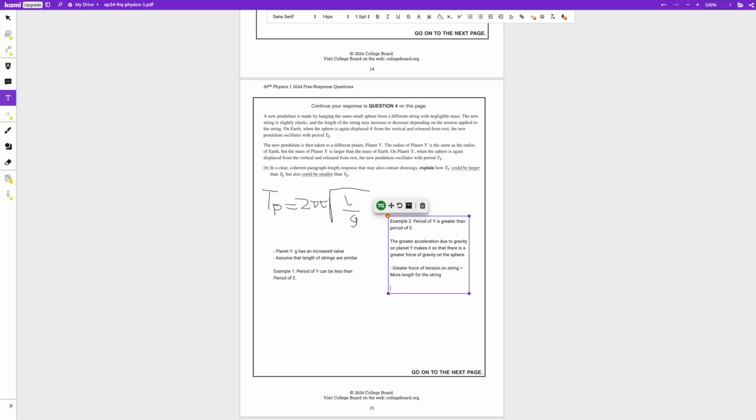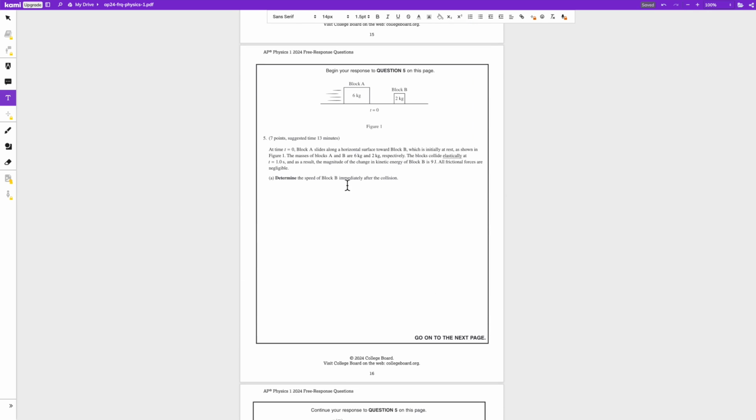So my main argument here is greater force equals greater string length equals greater value of L equals greater value of T. So that's my main argument for here. So here is just that the G is greater. Here the length of the string is greater because of the increased force of tension. So question 4 is answered, and now our final question.